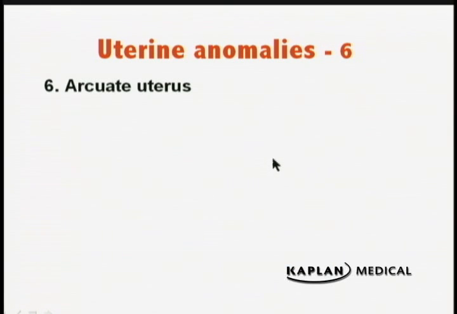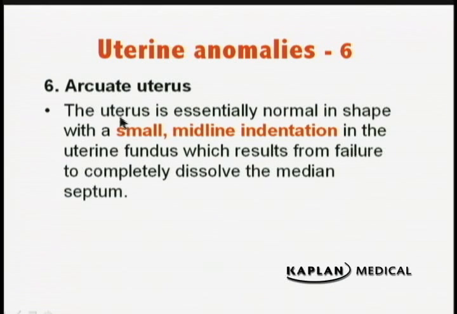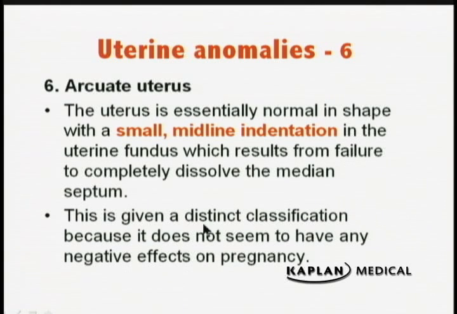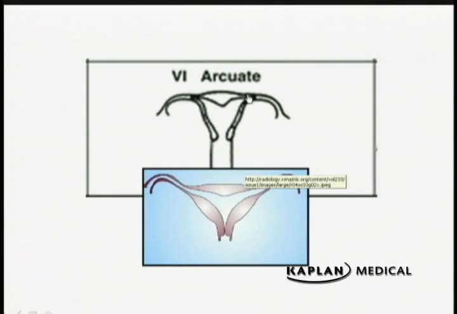Number 6 in the 7 categories is the arcuate uterus. The uterus is essentially normal in shape with a small midline indentation. It does not seem to have any negative effects on the pregnancy. And here we have a normal appearing uterus from the outside, but you can see that there is a little protrusion in the midline on the fundus, but otherwise a normal appearing uterus. That's number 6.